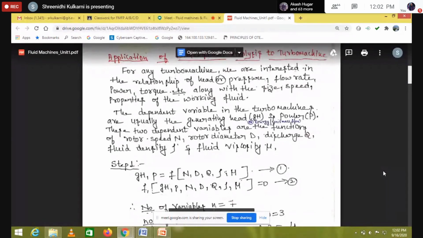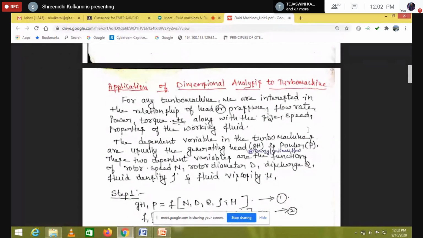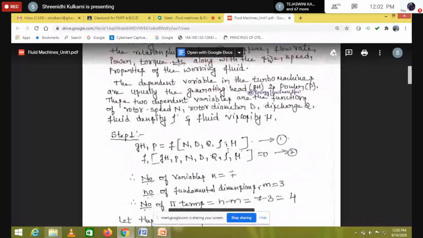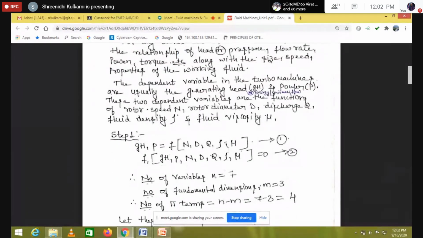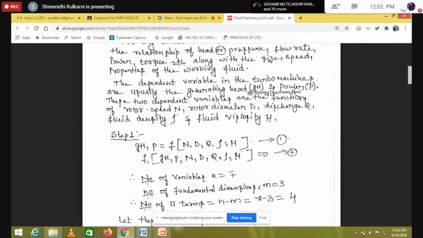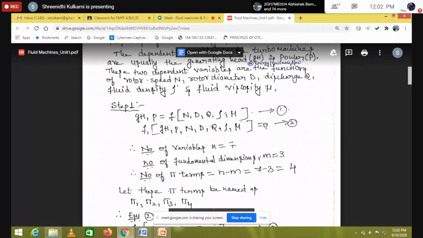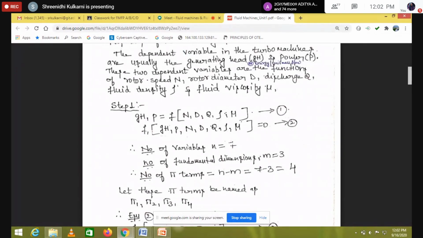So if we consider the applications of dimensional analysis to turbo machines, here we can see some variables. I will just repeat the procedure because while solving the problems, this is the procedure we have to follow. They are going to give some variables, and that variable depends on other variables, so we can call it the total variables. First we have to identify how many variables are there, so that we can indicate n.